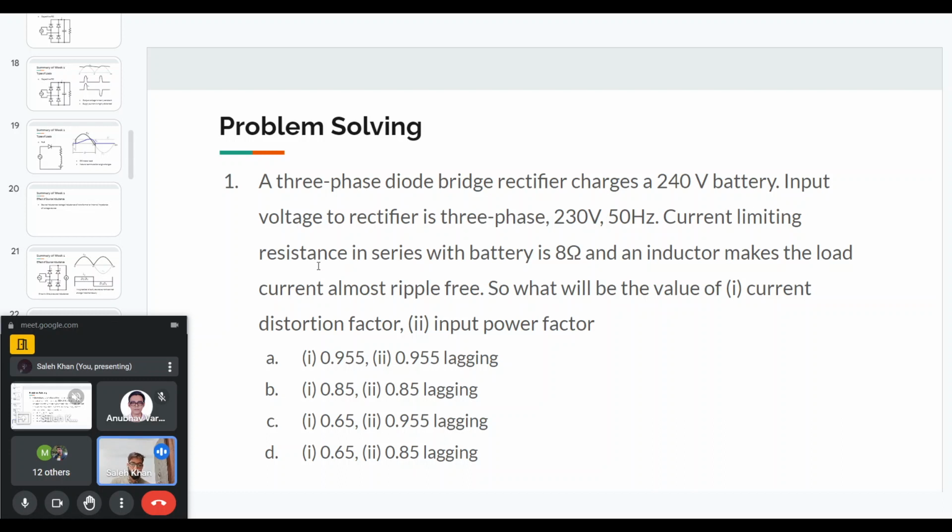A current limiting series resistance in series with the battery is 8 ohms, and an inductor makes the load current almost ripple free. So here we have an RLE load, but it's not a DC motor load, it's a battery. So it has a resistance for current limiting and an inductance, and the battery itself is 240 volts. So what will be the value of current distortion factor and the input power factor?